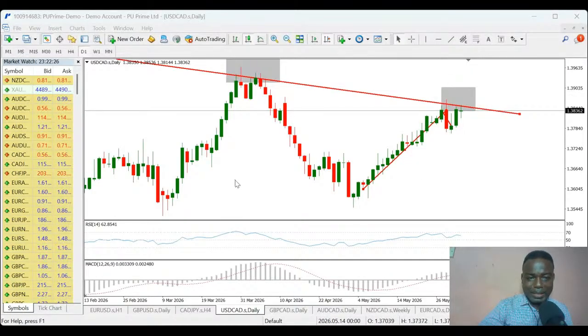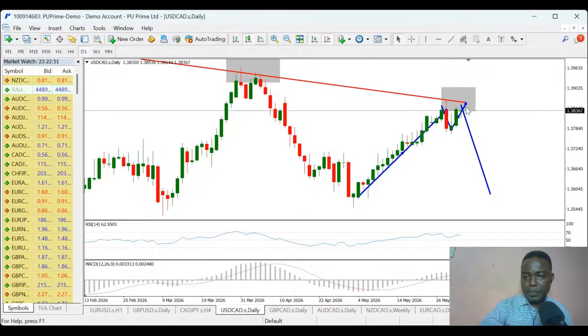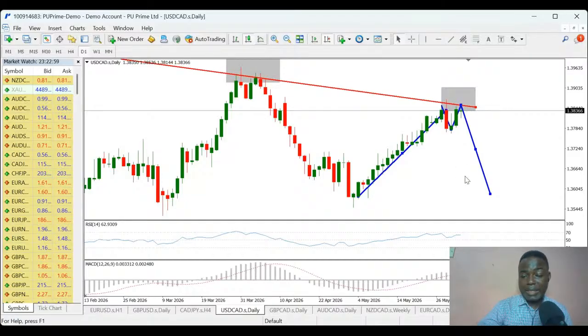Okay, I think I should change this line to blue. I think the blue line will be more visible. Or maybe I should make it more bold. Let me see how that will work. All right, I think this is better. All right. So we're seeing a pattern forming, which is called a double top pattern. And usually a double top will lead to a bearish breakout. So if all things work out, all things being equal, either as a double top or the overall trend, we're expecting a bearish breakout on the USD CAD.